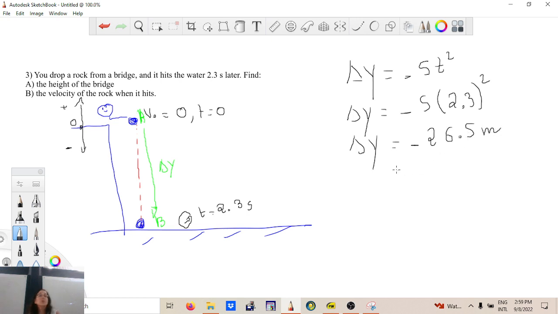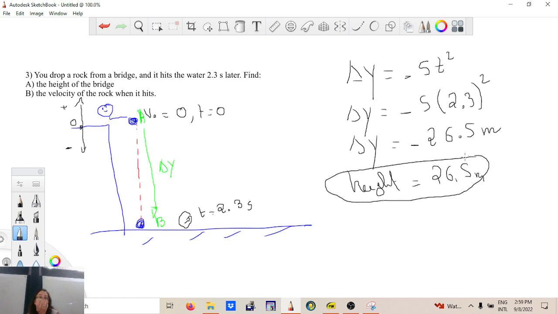Okay. So that's a vector. Now, if they ask you the height, the height is a scalar, right? So you will say 26.5 meters. Okay, so that's what we call a scalar because it's a length. And that's a vector. It's a displacement. Find the final velocity.